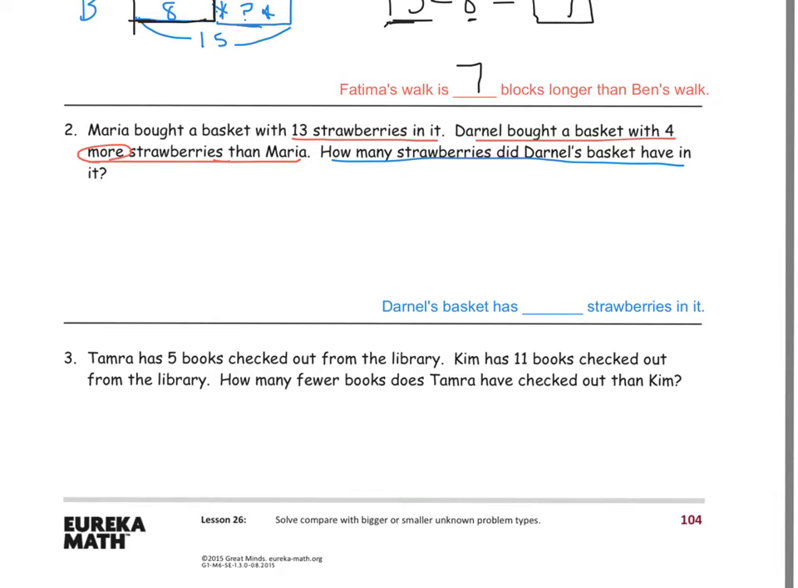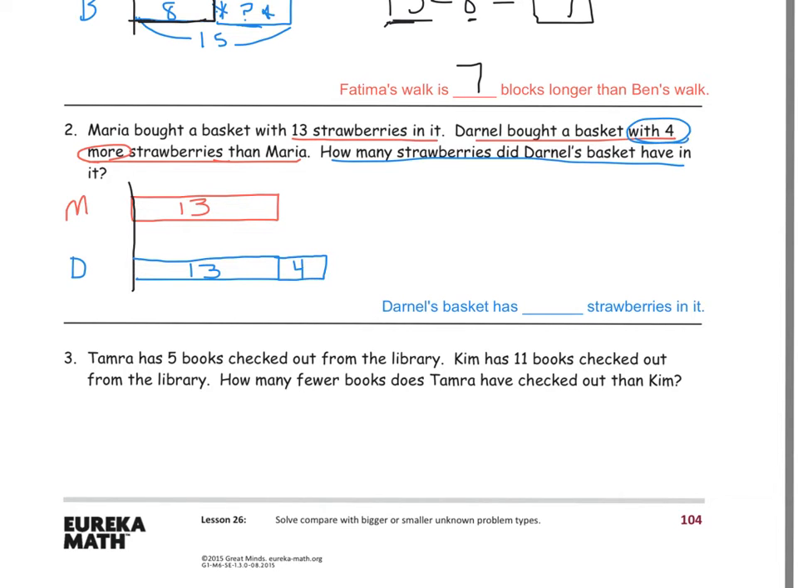So I'm going to draw first because I know Maria has 13 strawberries. And I know Darnell, and again, I want to make sure that I start my tape diagrams at about the same point so I can compare them, has the same as Maria, but 4 more. So he has the 13, the same number as Maria, but we have to then put on 4 more strawberries, which is what this is showing us.